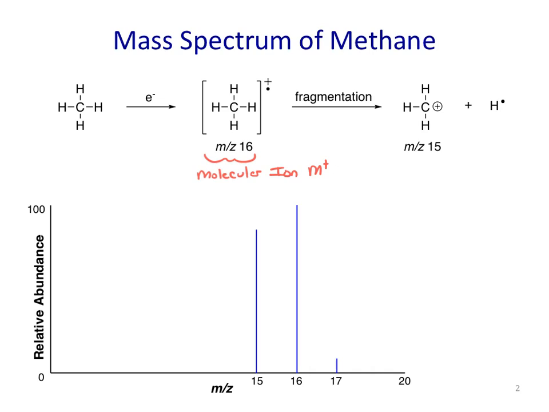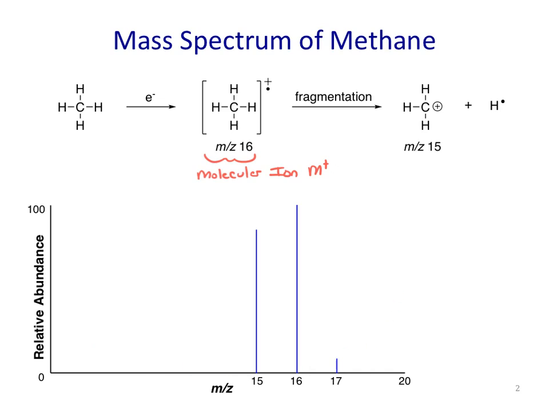The molecular ion is, of course, unstable, so it can then fragment into other fragment ions. Here's just one example. It fragments to lose a hydrogen atom, and then you get a carbocation, which has an m/z of 15. All of these pieces are then recorded on the mass spectrum, which we see down here.